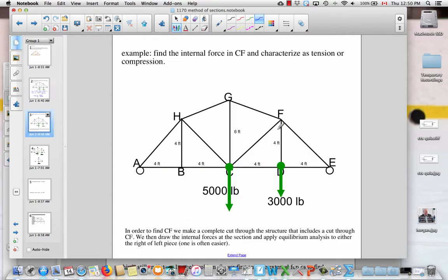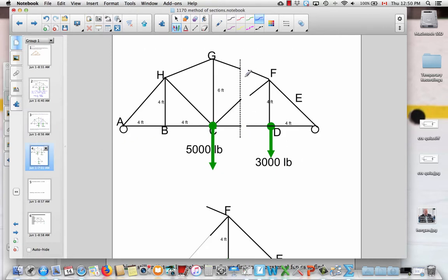So here then is really the example. In order to find that CF internal force, we're going to have to make a section, a cut through the structure that includes cutting through the CF member. So one that would work, you've got to cut all the way through, would be this one. Now when we do that, we're going to imagine the internal force at this point where we've cut it on this side of the structure and on this side of the structure. So we're drawing here internal forces. So there's the structure. We sort of, in our minds, mentally cut it apart.